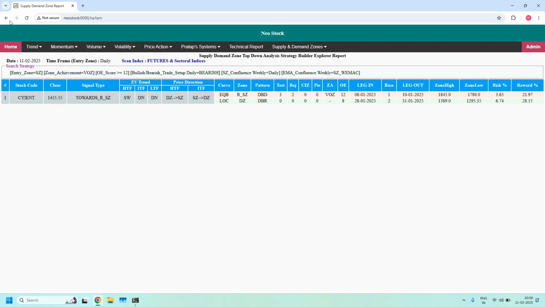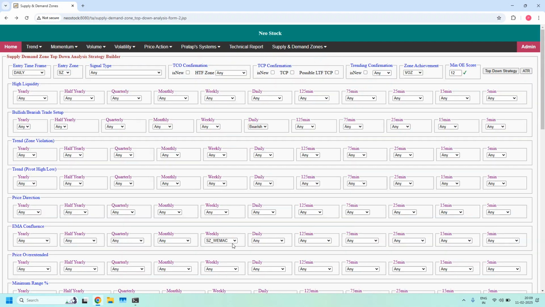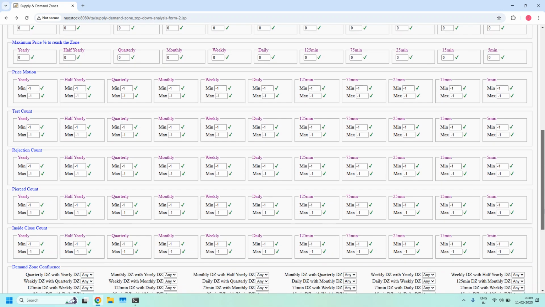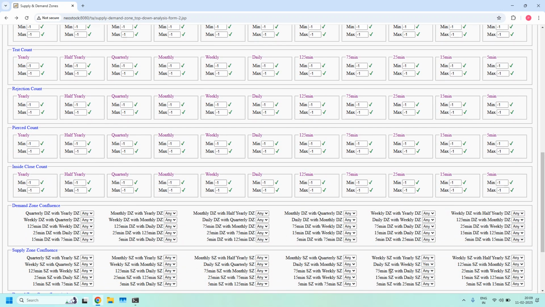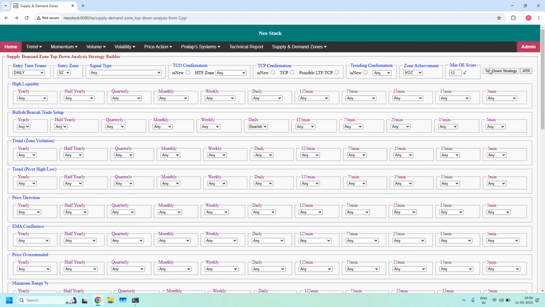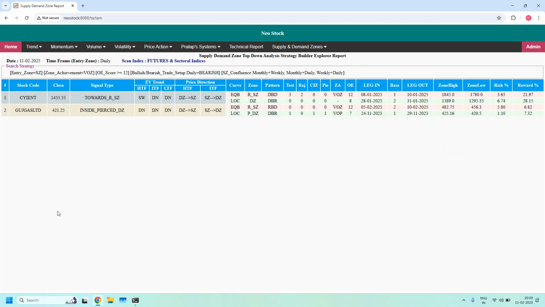Now we will also look into HTF confluence. LTF, ITF, HTF. I removed EMA filter. In the supply zone confluence, 3 filters I have to set. First filter is already enabled, daily with weekly. Next, daily with monthly supply zone confluence. Weekly supply zone with monthly supply zone confluence. With all the 3 filters, we got 2 stocks.